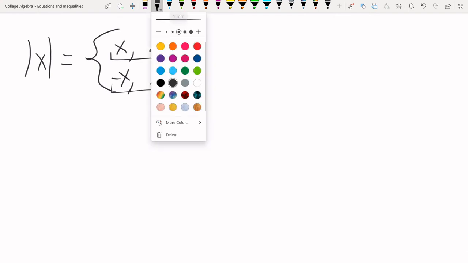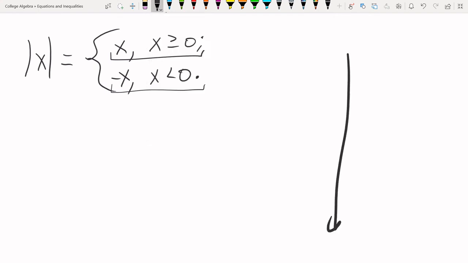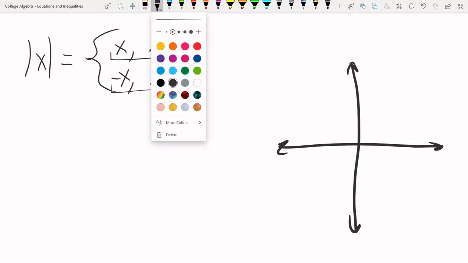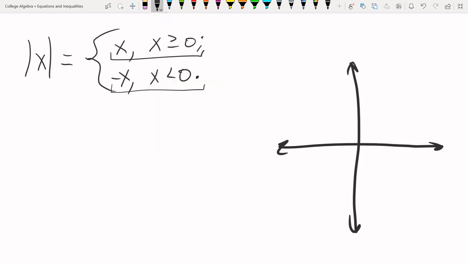So let me draw the graph here. Okay, let's create a table of values here. So I'm going to do the same kind of idea. I'm going to start with 0 and go -1, -2, 1, and 2.